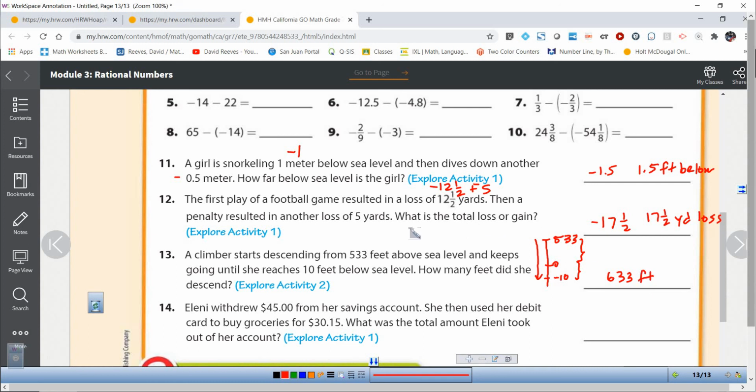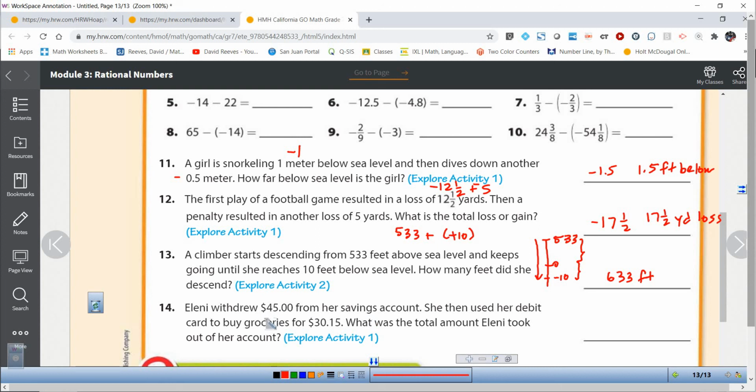Now, if we were going to write this as a problem, it would be 533 minus a negative 10, because if you want to find the distance between two numbers, you always subtract. Let me say that again. If you want to find the distance between two numbers, you always subtract. And as we've said many times here, subtracting a negative is the same as adding a positive.